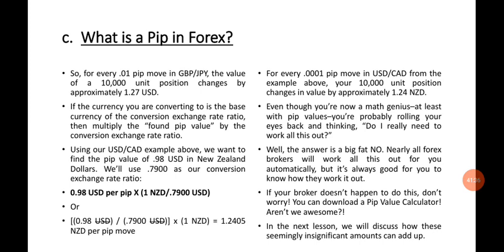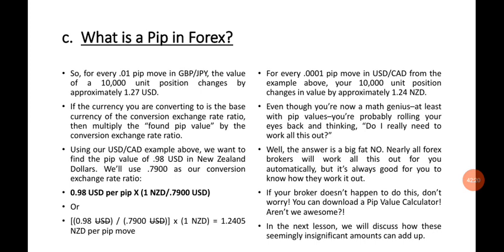Now, 0.98 US dollar per pip times 1 New Zealand dollar, which is equivalent to 0.7900 United States dollar, or 0.98 US dollar divided by 0.7900 US dollar. The US dollar cancels out itself times 1 New Zealand dollar, which will now give us 1.2405 New Zealand dollar per pip move. So for every 0.001 pip move in United States dollar Canadian dollar from the example above, your 10,000 units position size or your mini lot size changes in value by approximately 1.24 New Zealand dollar.